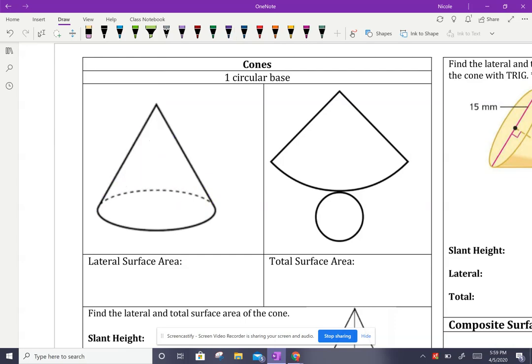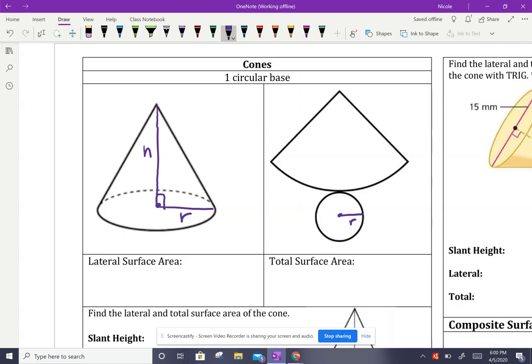So when we are finding the surface area of a cone, we have a few pieces of information we need. One, it's a circular base, so we are going to need the radius, of course. And so if you look at it broken down and flat, this would be your radius. And then we will need our height, which with any of our shapes has to be perpendicular to the base. So that is the height.